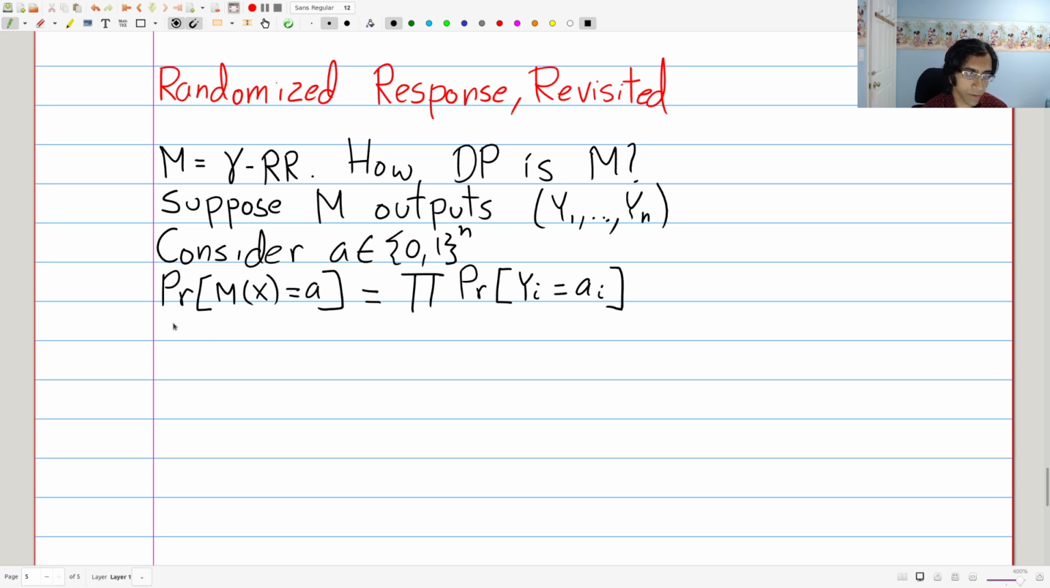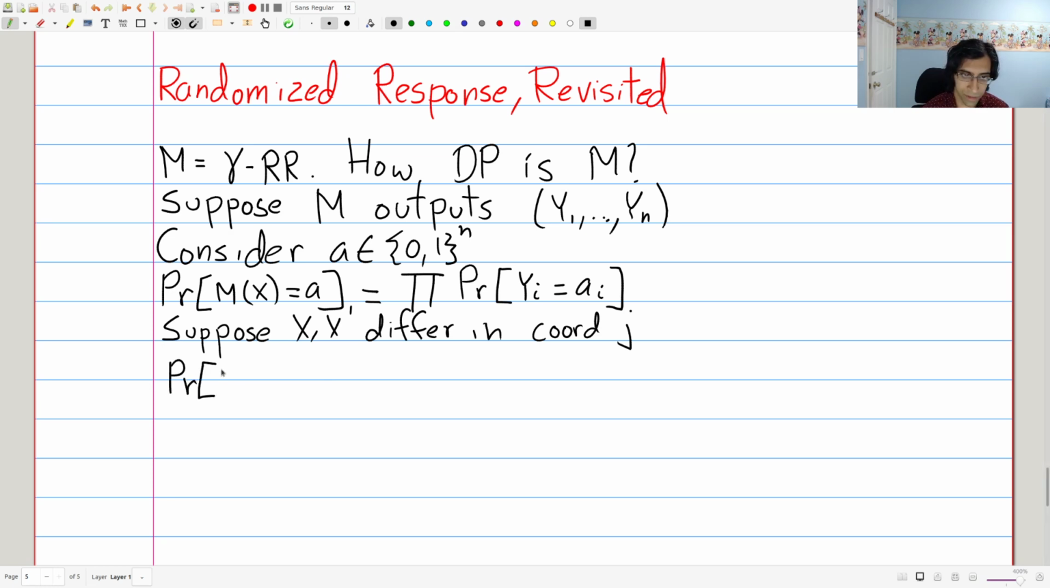So what are we going to do? We're going to suppose that x and x prime differ in coordinate j. So like I said, x and x prime are neighboring databases. So we're going to say that they differ in, say, coordinate j. Everywhere else, it's equal.